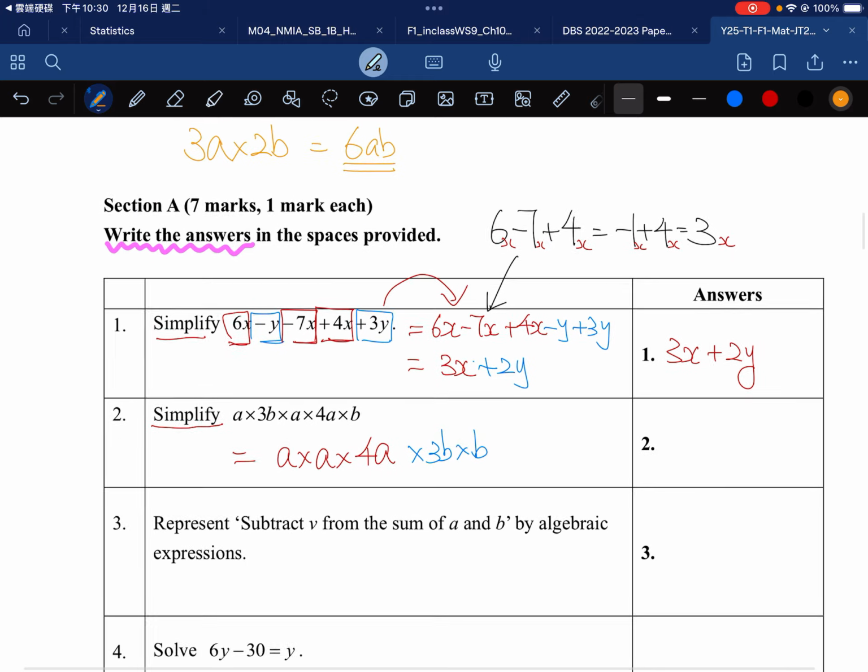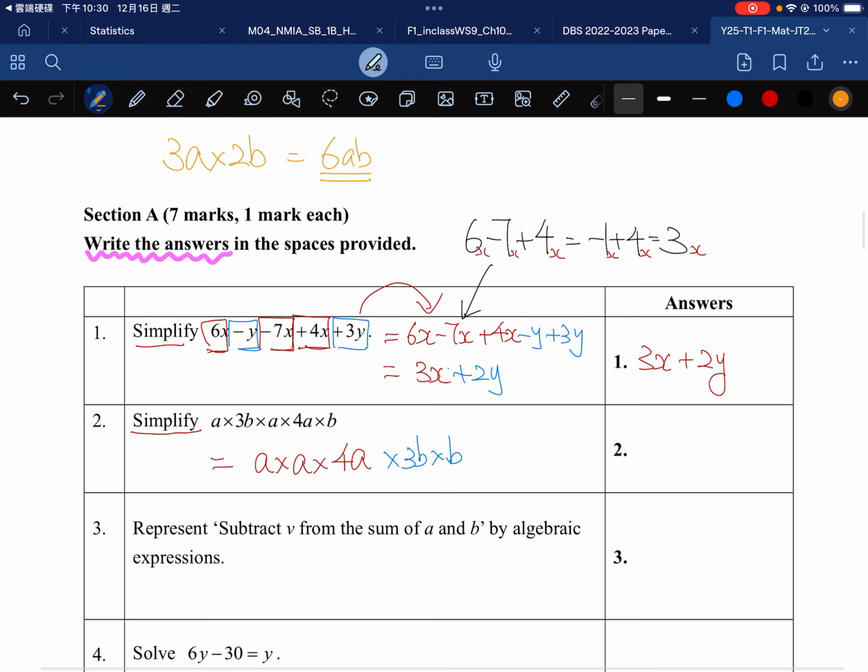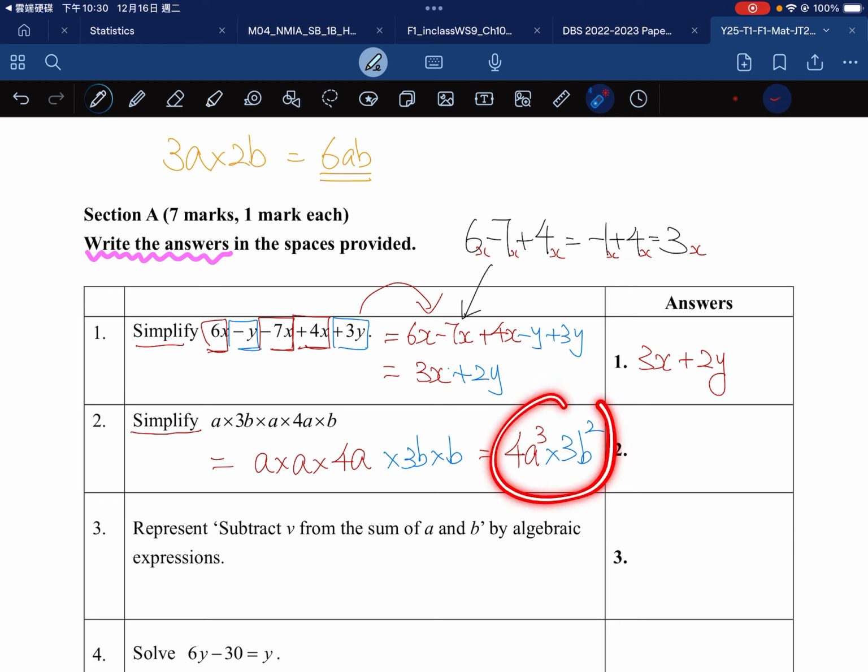So therefore, we look at question 2. We focus on here. The red one is 4a cubed, and the blue one is 3b squared. Most of you stop here. But remember, we can still further simplify by combining the numbers: 4 times 3 is 12, and then a cubed and b squared. So the blue one is the final answer.